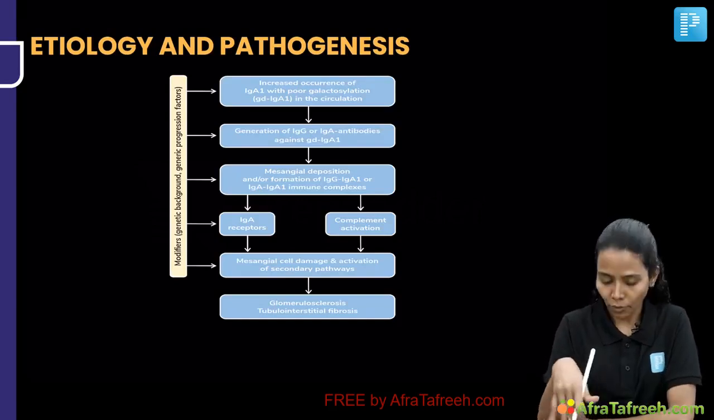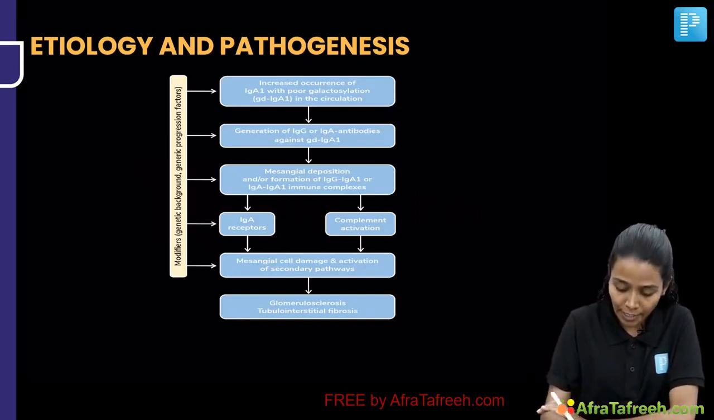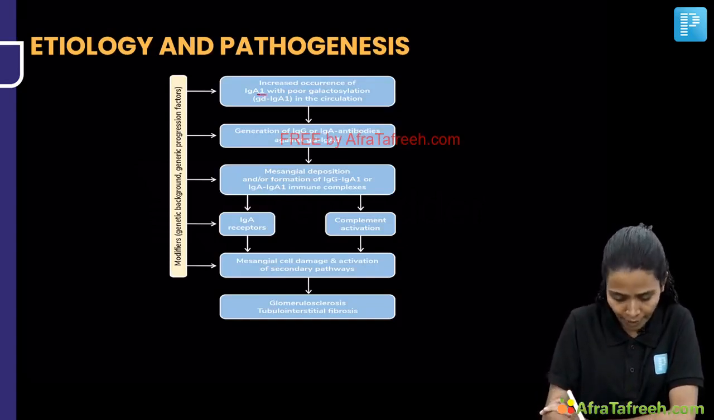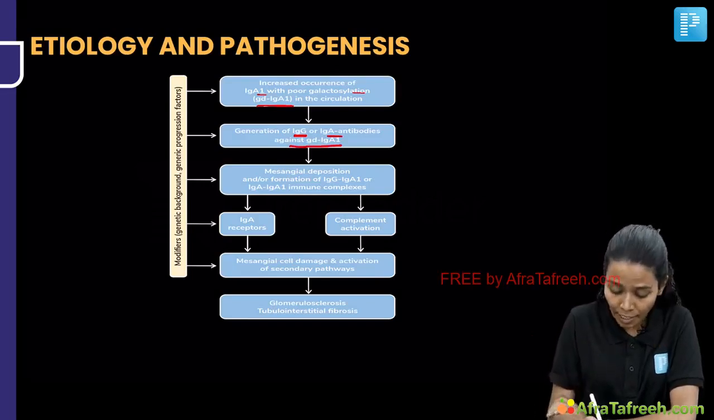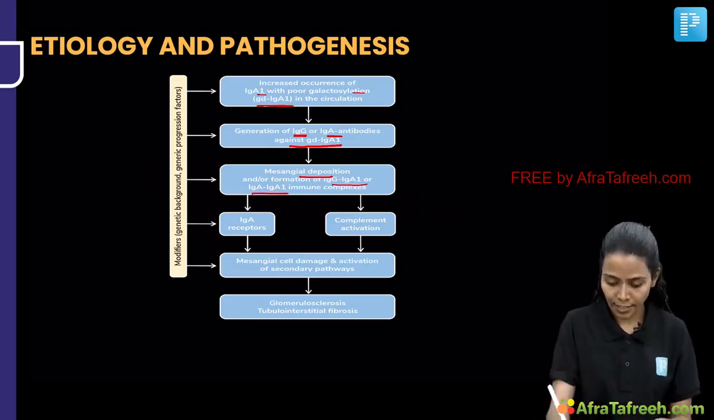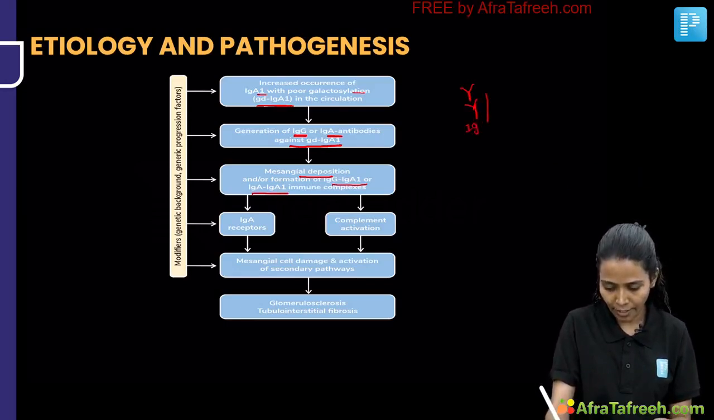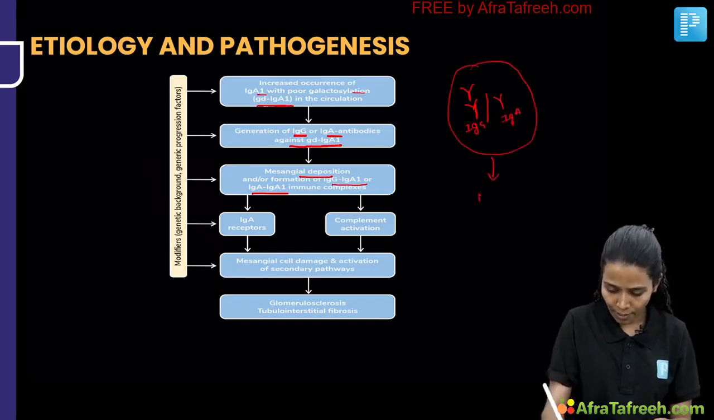Now, coming to the etiology and pathogenesis, whatever I explained till now: there's increased occurrence of IgA1 with poor galactosylation, that is galactose deficient IgA1, in the circulation. Then there is generation of IgG or IgA antibodies against this galactose deficient IgA1. There will be formation of IgG-IgA1 complex or IgA-IgA1 immune complex. This forms an immune complex and goes and deposits in the mesangium.